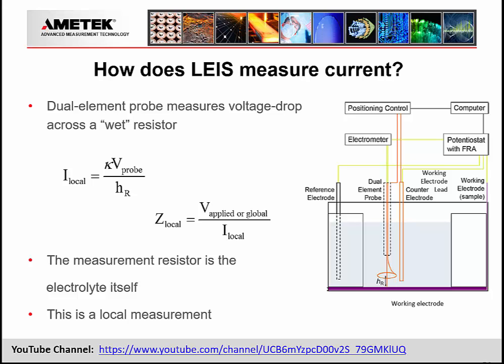And so what they were able to do is demonstrate all the advantages that I showed you of electrochemical impedance spectroscopy to study state of charge. They were able to demonstrate this in a local way. So what we did here is we worked with a probe and measured voltage drop in solution and tied that back to electrochemical activity.